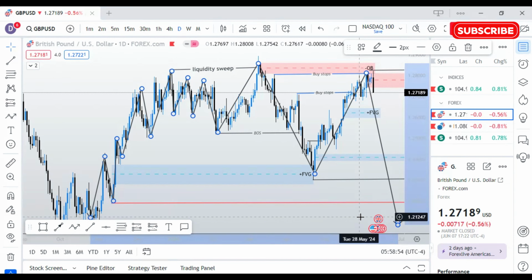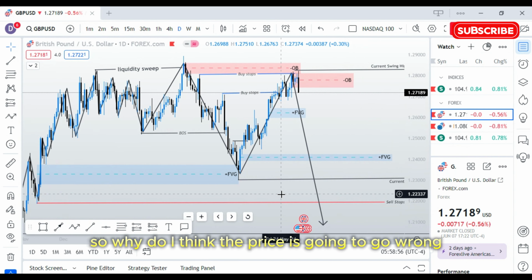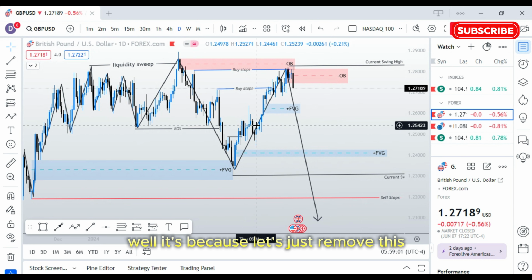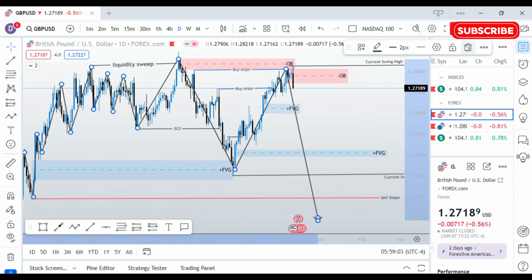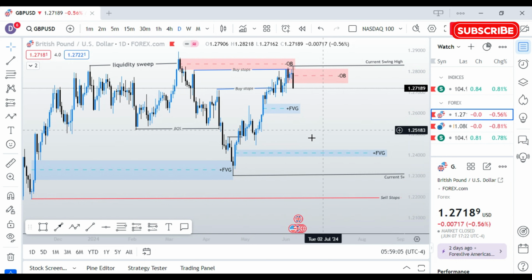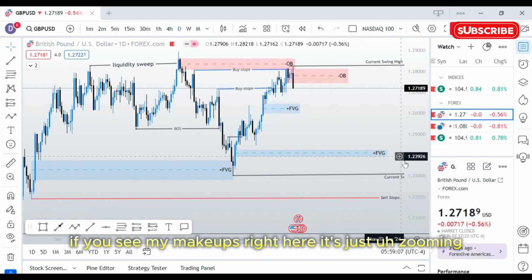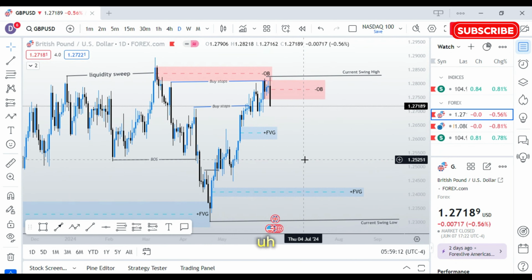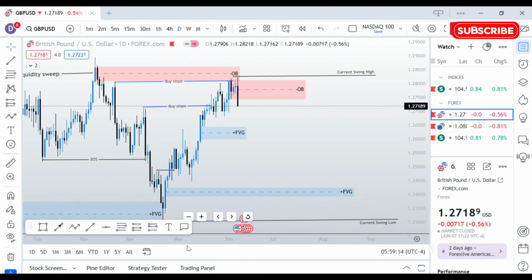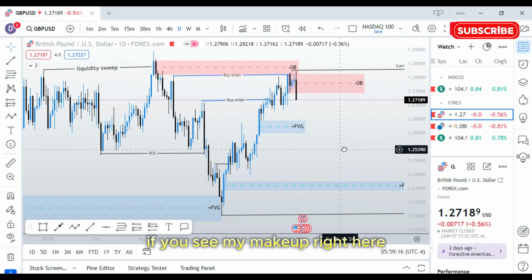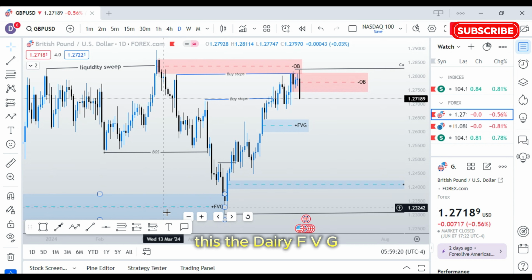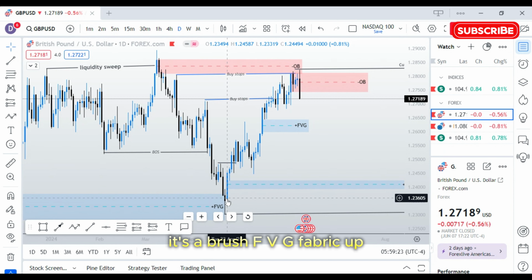Okay, so why do I think the price is going to go lower? Well, let's just remove this. If you see my markups right here, let's just zoom in. If you see my markup right here, the pullback started from the FVG. This is the daily FVG. It's a bullish FVG, fair value gap.